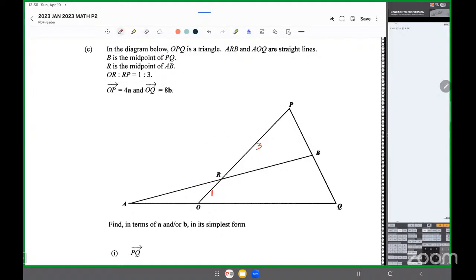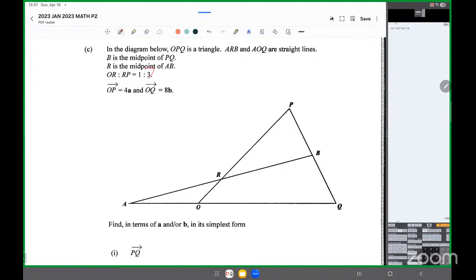Then it tells us that OP, the whole of this line, is 4A. So the whole thing is 4A, and it is in the ratio 1 to 3. It means that this vector down here is 1A, and this vector up here is 3A. But the whole vector is 4A. Can you understand that?